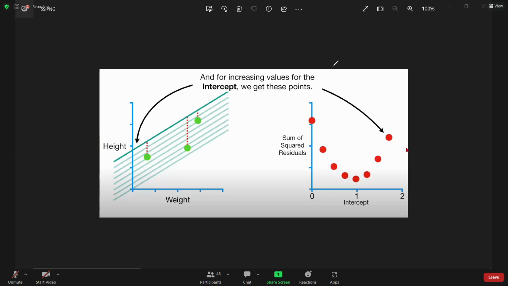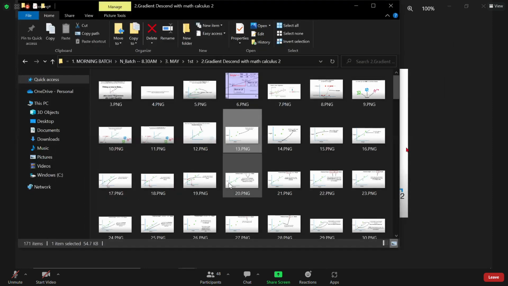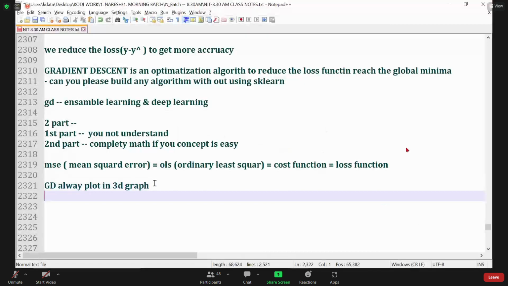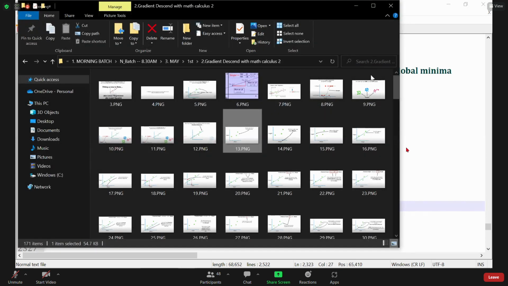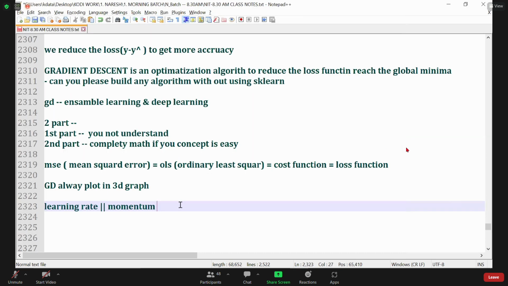This step is called the learning rate. What do we call it, guys? Learning rate or momentum. So this is your interview question. The interview question has two parts. When we assign the parameters in upcoming days, we will understand a concept called XGBoost. In XGBoost, we mention the learning rate.